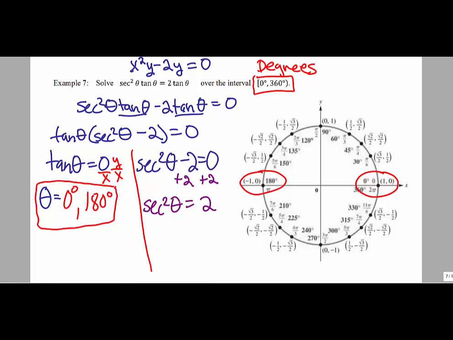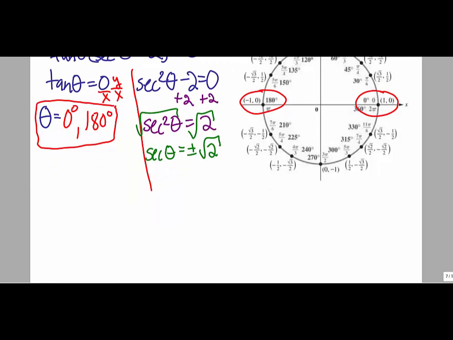And once I have that secant squared equation by itself, we can take the square root of both sides. And remember that when you take the square root of both sides, you have to put in the plus or minus. So we have secant theta is equal to plus or minus the square root of 2.